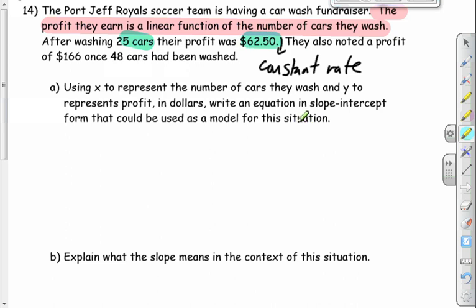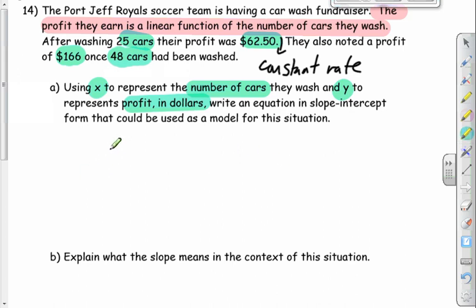Some additional information that's going to be important is that once they've washed 25 cars, they have realized a profit of $62.50, and they realized a profit of $166 after 48 cars were washed. The variables are defined for us already, in that X is for number of cars, and Y is for profit in dollars. Remember, profit is the money earned after expenses are paid. So keep that in mind as we work down to one of the later problems on this page.